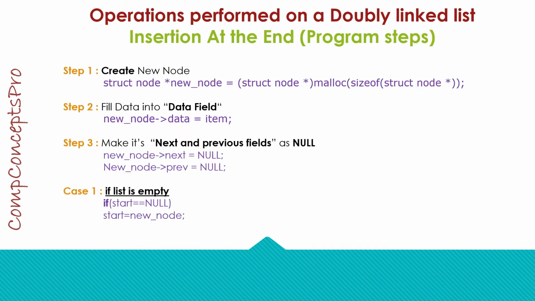So programmatically, we have to write these steps. First, same as before, we'll create a new node and fill its data field. After that, initially we can set the next and previous pointers of this new node to null, and later in the program we'll adjust the pointers. Then we have to check a few cases, like if there are no pre-existing nodes in the list. In that case, we'll store the address of the new node in the start pointer.